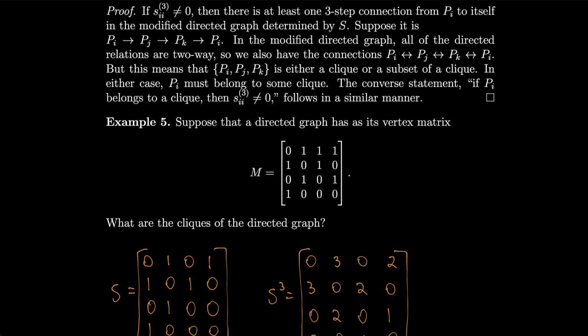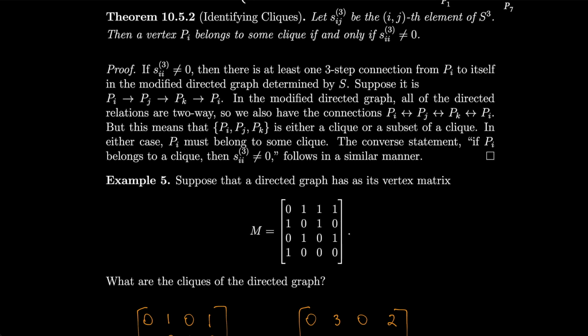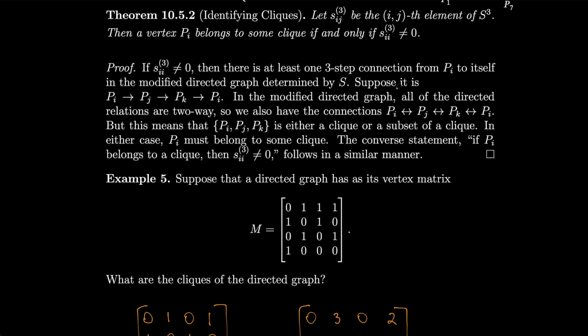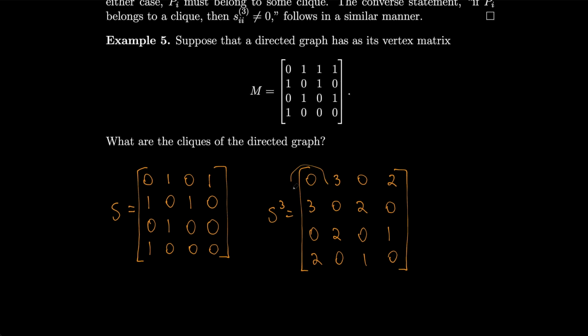We had our theorem that says that a vertex belongs to some clique if and only if S_ii^(3) is not equal to 0, but those are the diagonal entries. They're all 0. Okay, so there must not be any cliques. So we don't even have to draw the graph to see that, which is kind of neat.